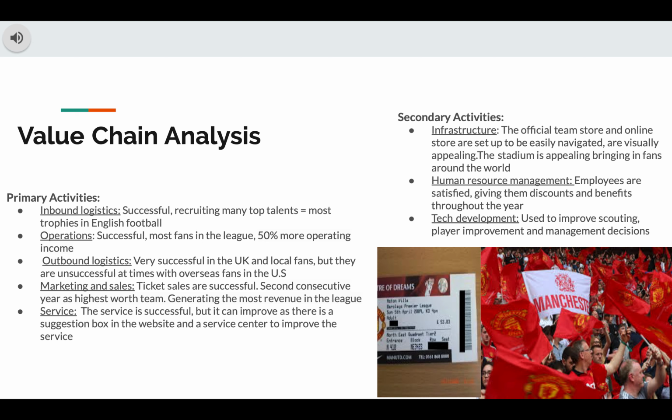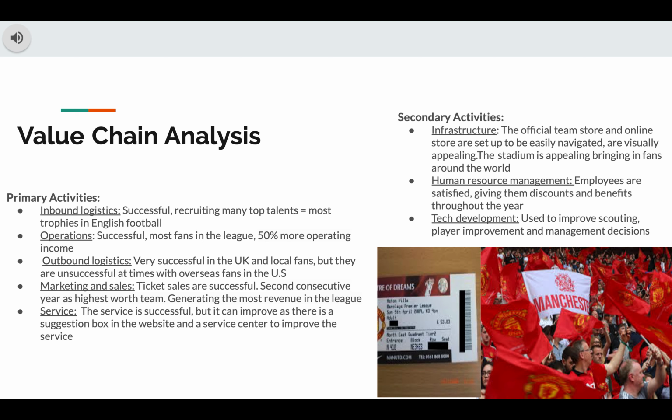In operations, they're successful because they have the most fans in the league with roughly 73 million fans, with the next highest being Chelsea with 30 million less. And they have 50% more operating income and about 254 million more than any other team. In outbound logistics, they're very successful in selling gear and tickets in the UK and to local fans, but at some times they are unsuccessful in getting the gear and tickets to overseas fans in the US.